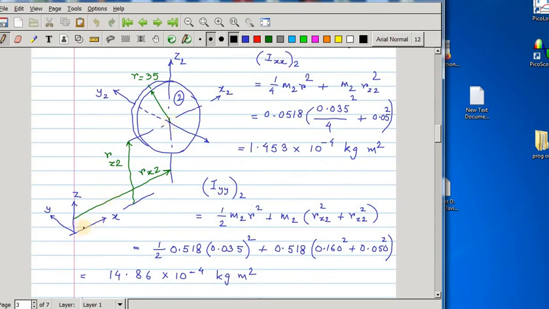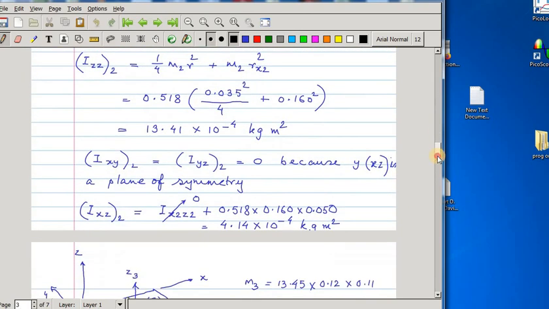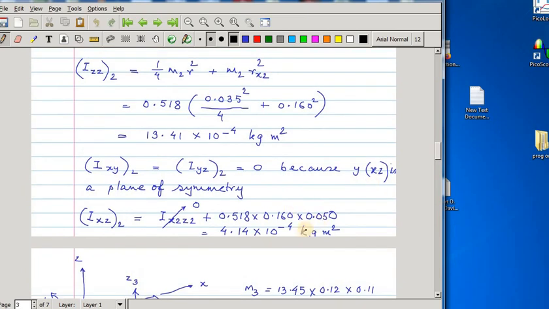But you have to take the shifts. So the shifts have to be measured from here and here, and accordingly, if it is in this direction in x, it has to be positive, and if it is in this direction of z, it has to be positive. So here both are positive, and you put this value and you get this.